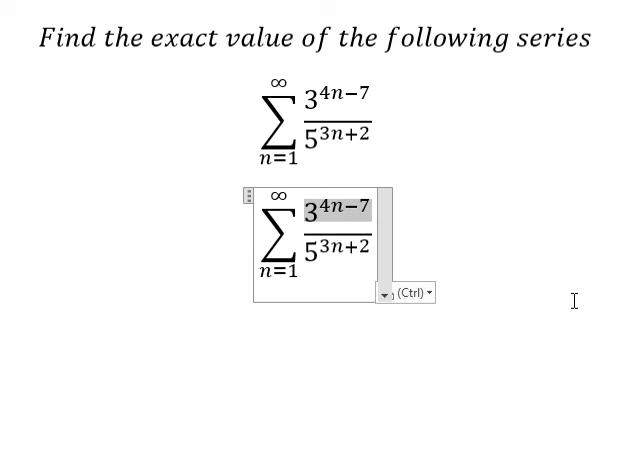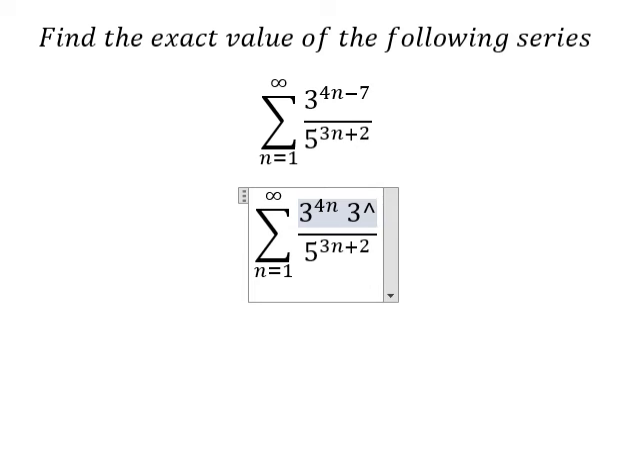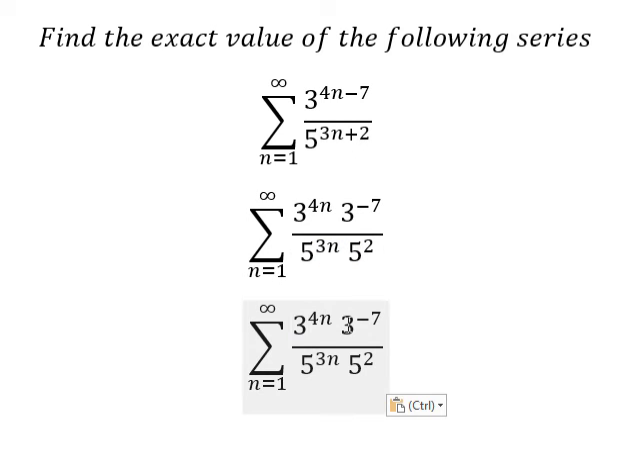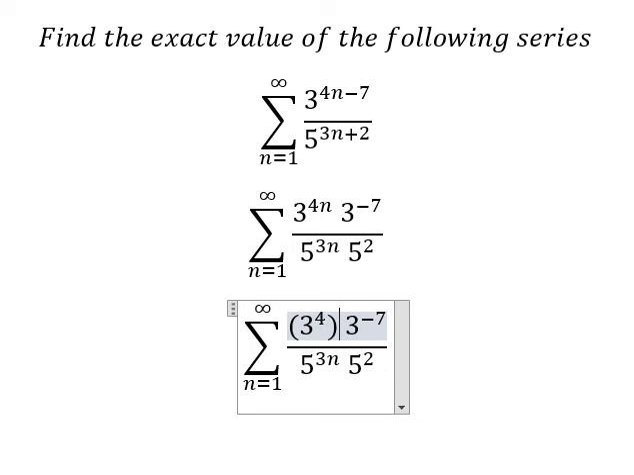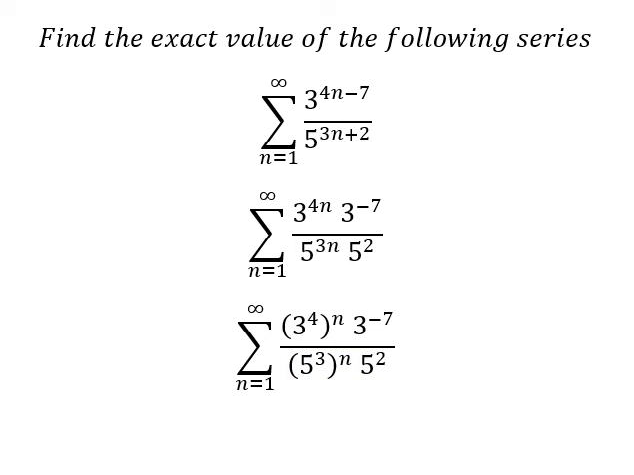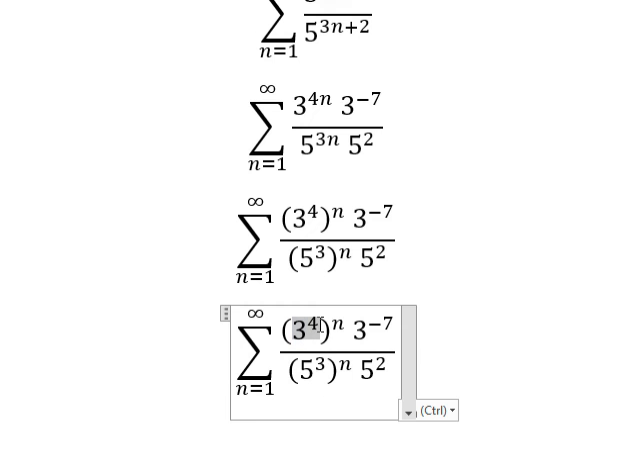This one I can put into 3 to the power of 4n and 3 to the power of negative 7. This one we can put 5 to the power of 3n and 5 to the power of 2. So for this one, we can put 3 to the power of 4, everything to the power of n. And this one we do similar. So we calculate this one and this one.